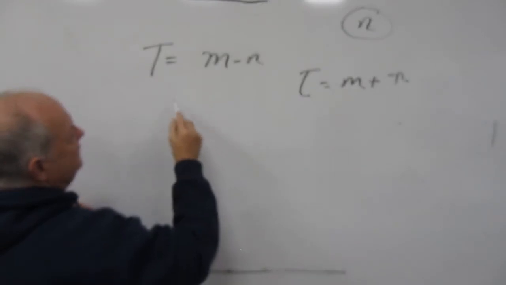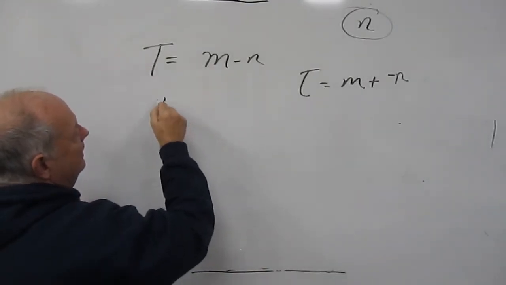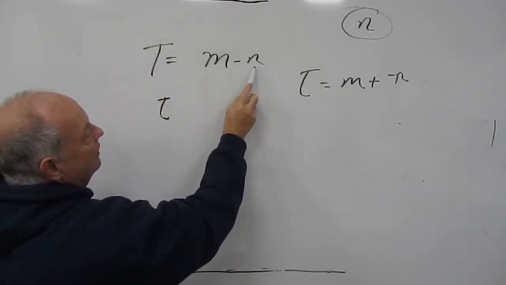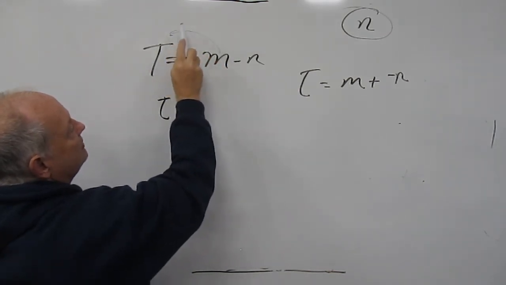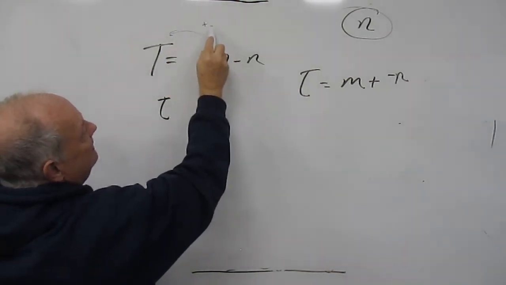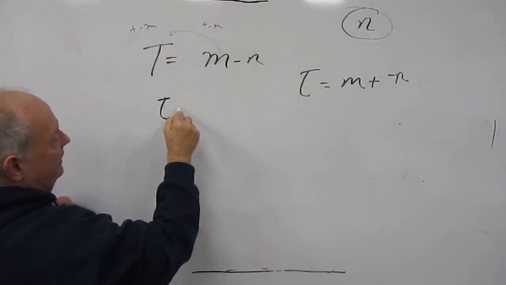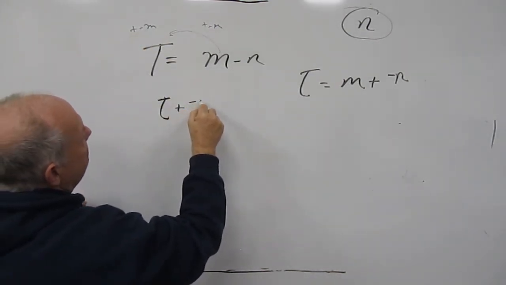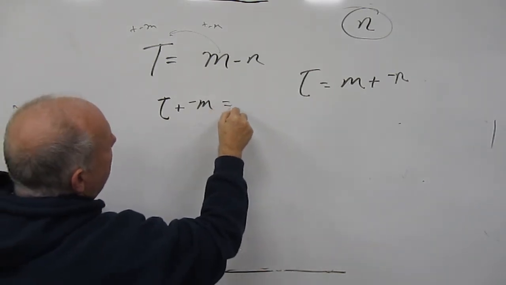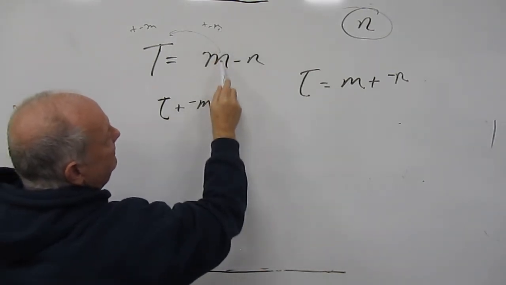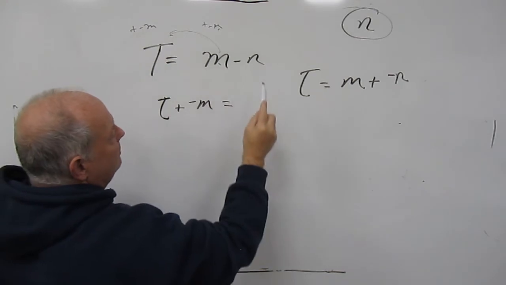Let's look at this one first. T, we're going to leave N where it is. We're going to get M to come over here. So we're going to add a negative M and add a negative M. T plus negative M equals negative M plus a positive M is 0. So we'll just leave that alone.